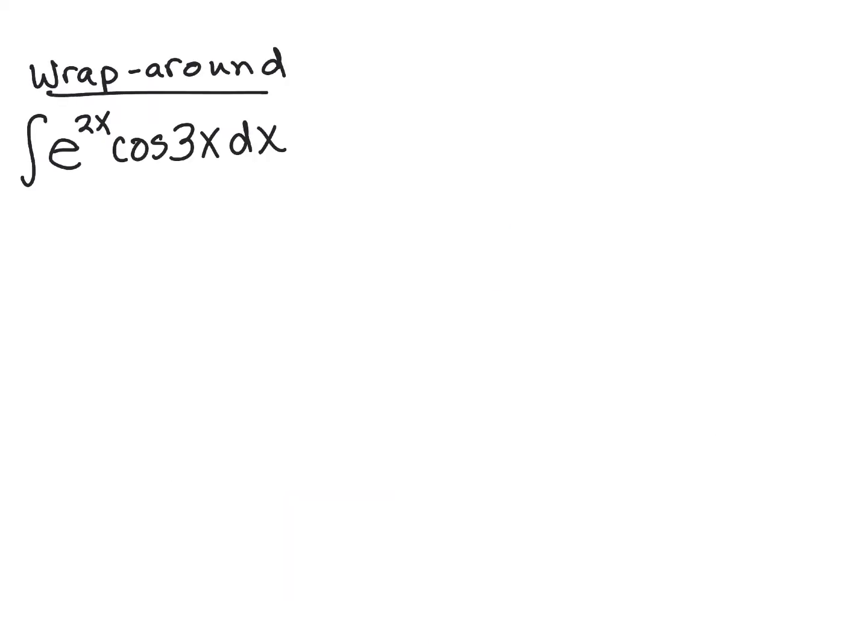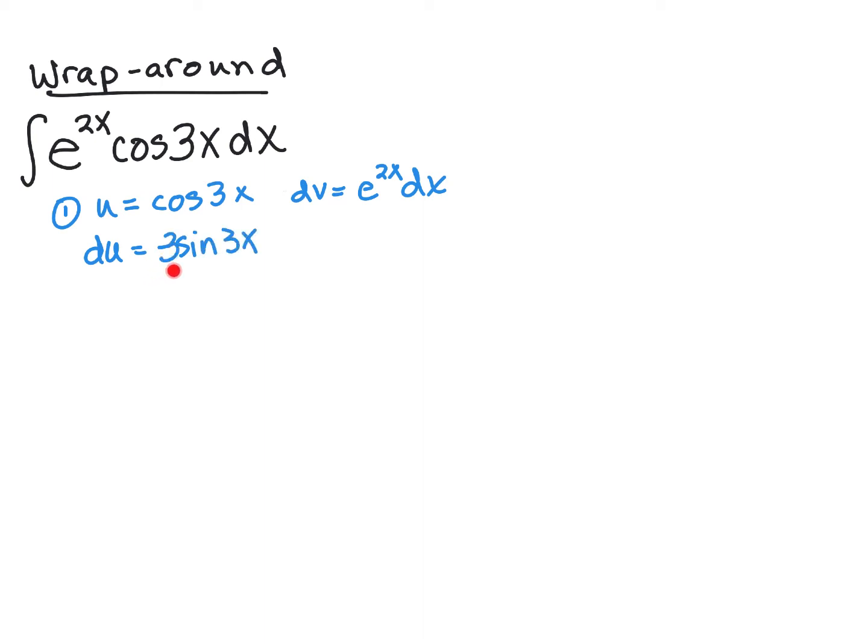All right, this one is awesome. Notice that we have 2 transcendental functions. Neither one of these will go away or get simpler as I take derivatives. So I'm just going to choose my u and choose everything else as dv. Take the derivative of the cosine, I get minus sine. Don't forget that we have to chain rule the derivative of the 3x. So it's minus 3 sine.